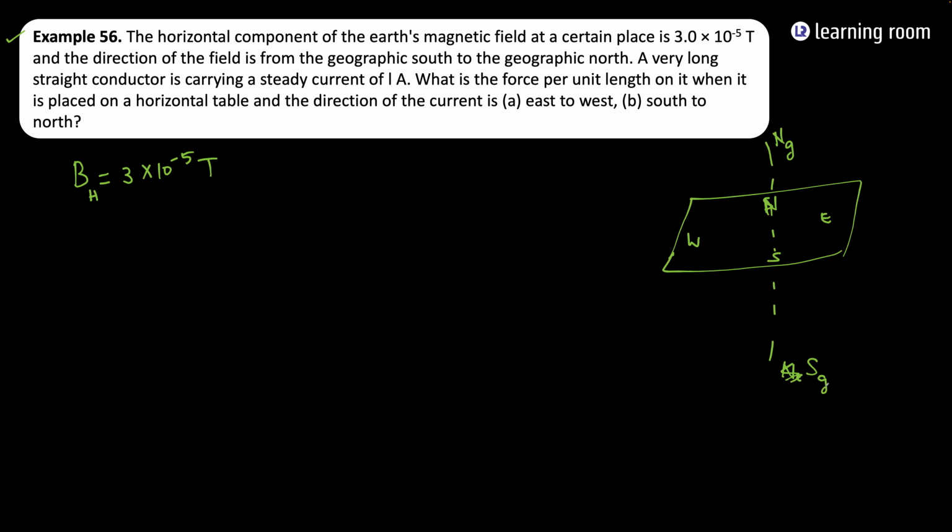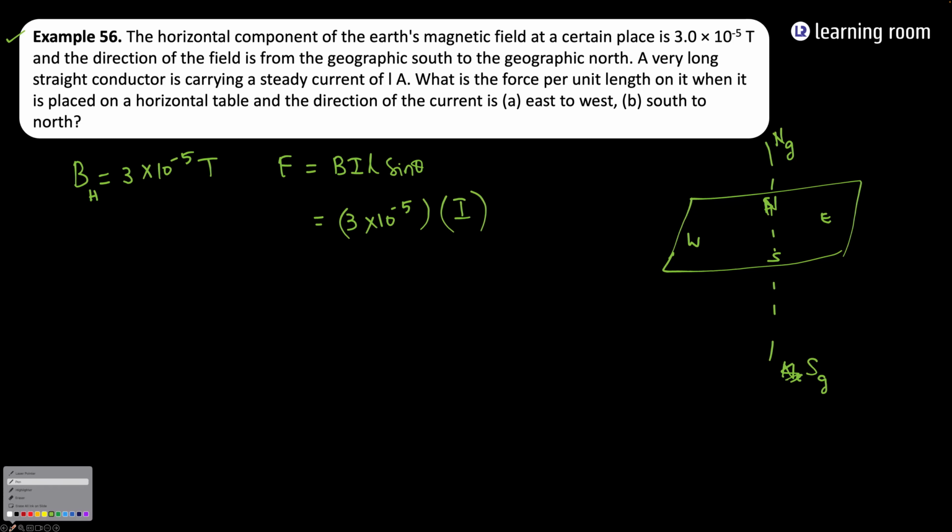A very long straight current carrying conductor. That is why you cannot find the force directly, because it's a long conductor. You can find the force only if you know the length of the portion. So what is the force formula? F is equal to BIL sin theta. What is the value of magnetic field acting on the conductor? 3 into 10 power minus 5. What is the current? I itself. I think it is 1. So let me take it as 1 and then solve.